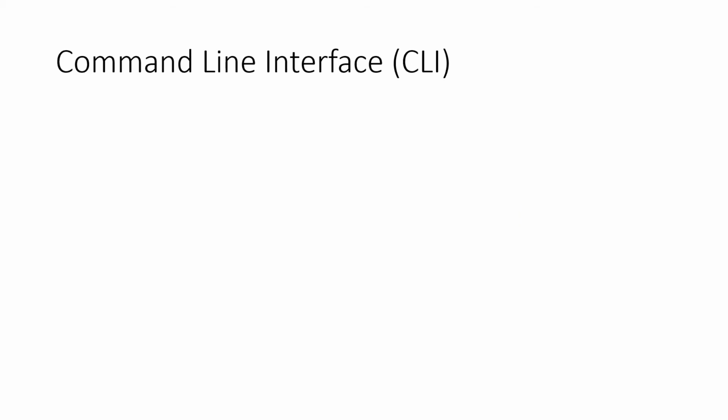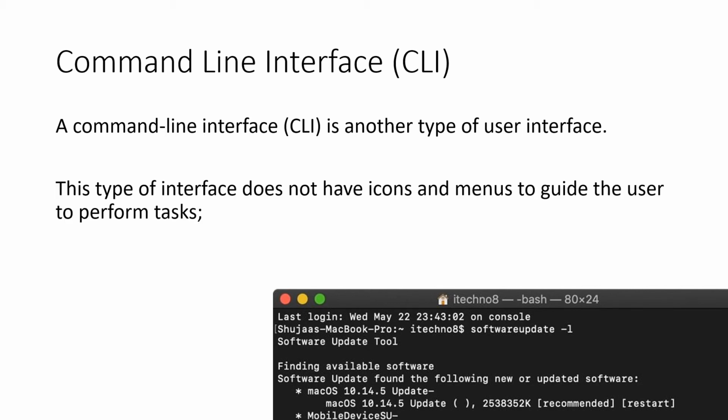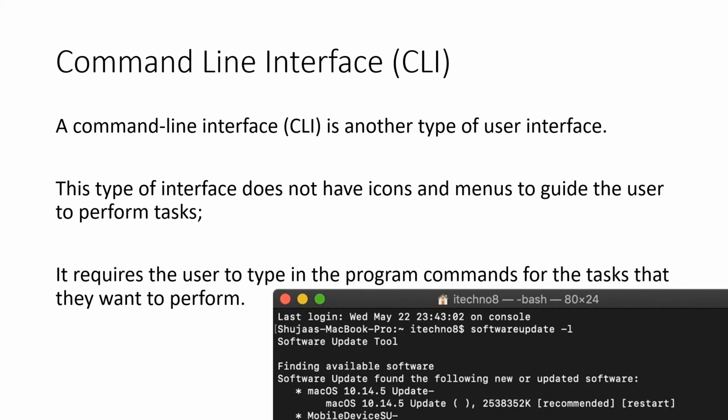The next kind of user interface is the command line interface. It's another type. It's very text-based. You'll notice there are no icons, no menus, though a lot of times when you're using these commands inside a GUI, you will have menus. But if it's a pure command line interface, it'll be text-based with no icons and no menus to help you. You'll have to use the program commands yourself to perform the tasks that you want.